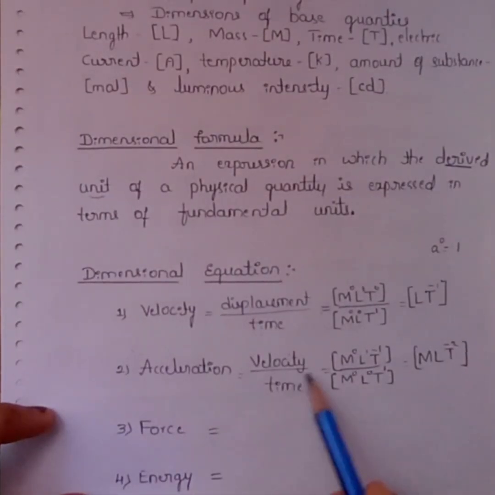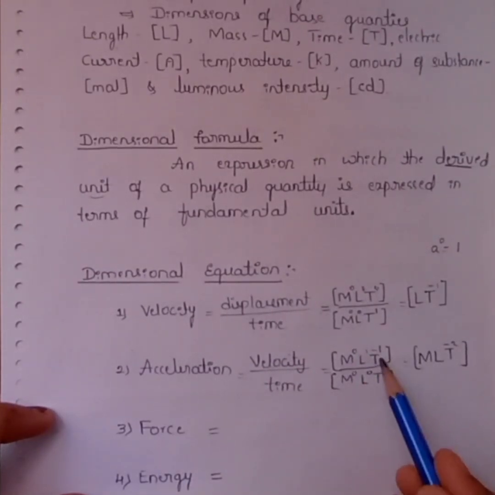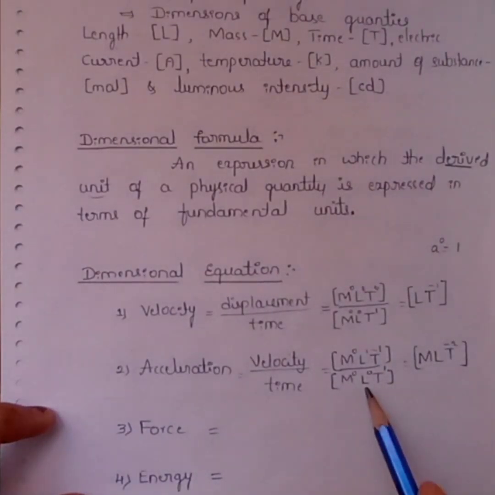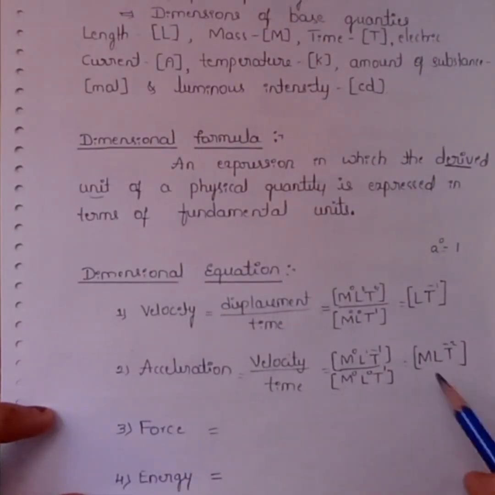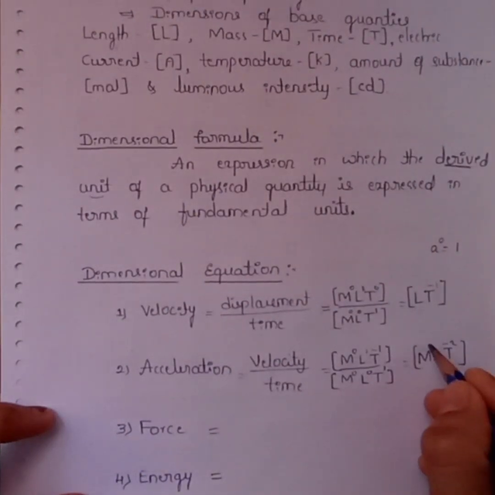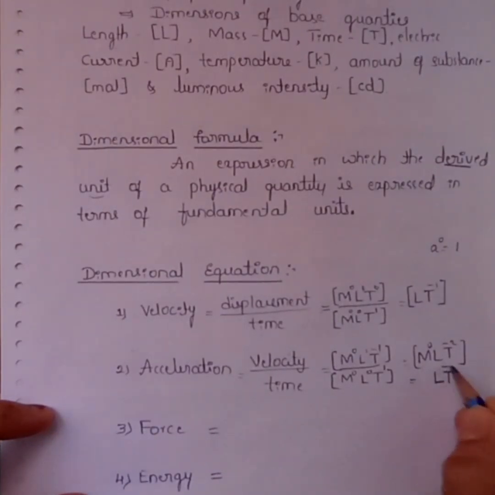acceleration is equal to velocity divided by time taken. So how we have to write velocity? M0 L T minus 1, here it is, and time can be written as M0 L0 T1. M0 means it is 1, that is M0 L T minus 2. So acceleration can be written as LT minus 2.